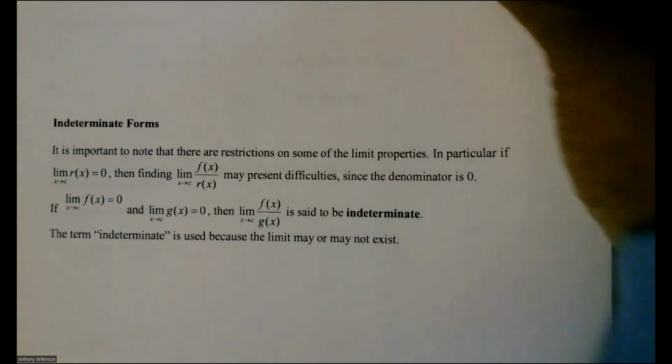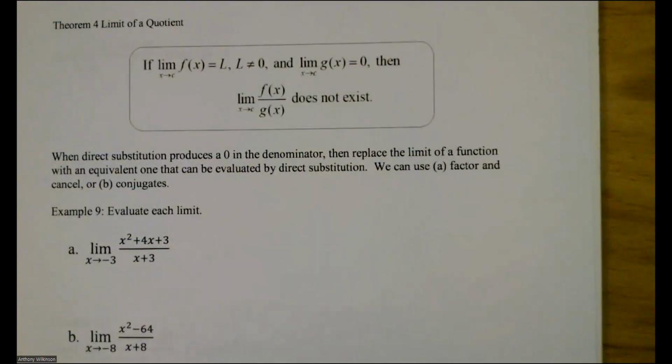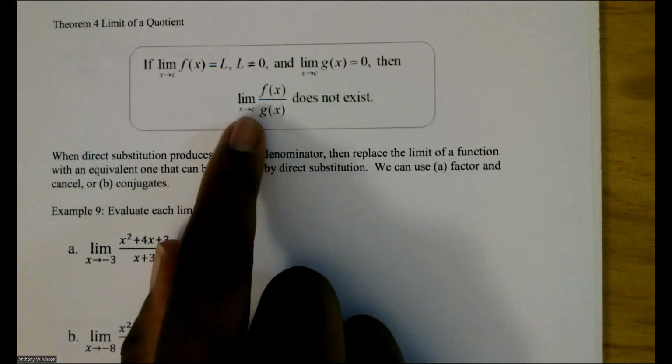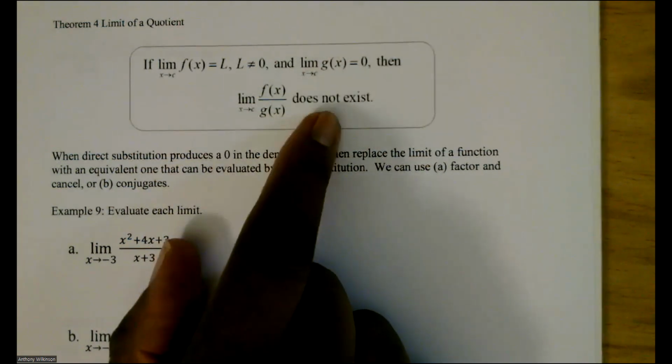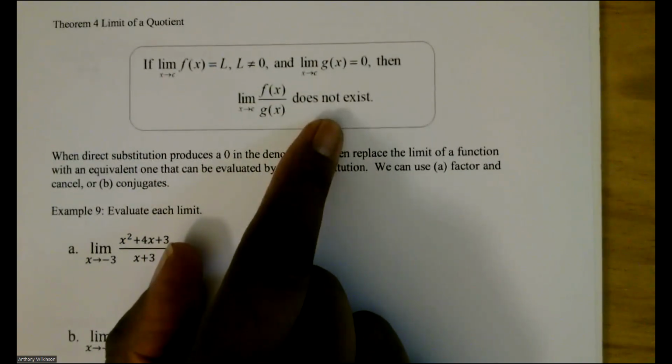Okay. Now on the next page, you'll see the limit of a quotient. If the limit as x approaches the constant of f of x is equal to some value of L, and L is not equal to 0, and the limit as x approaches the constant of g of x is equal to 0, then that means your limit of f of x divided by g of x as x approaches the constant does not exist.